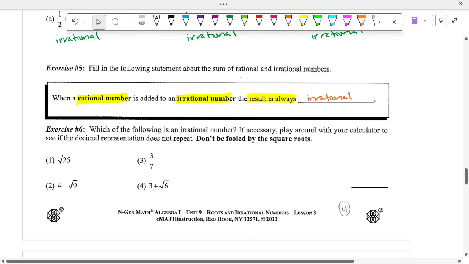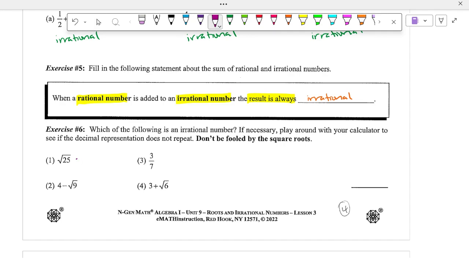Now, let's do some classifying. So, square root of 25, is that going to be an irrational or rational number? Rational, because the square root of 25 is a perfect square. So this is actually a rational number.